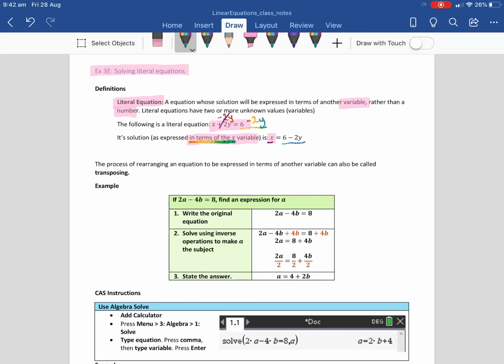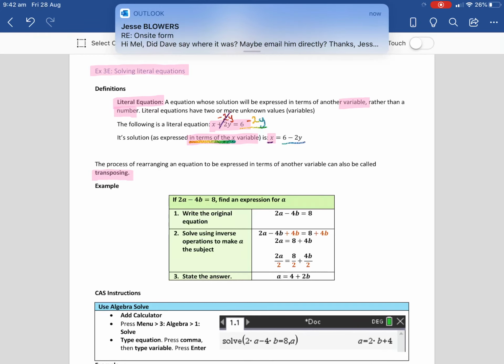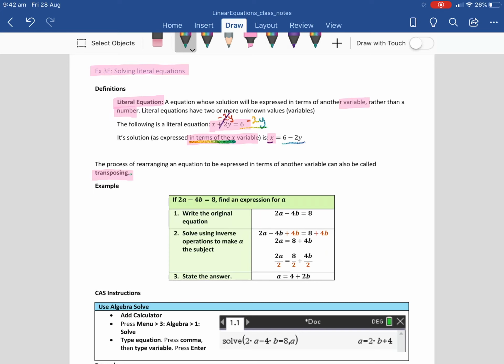The process of rearranging an equation to be expressed in terms of another variable can also be called transposing. So transposing is just another word for changing, okay, changing the equation around so that you get whatever you want on the side by itself. So for an example, we've got 2a minus 4b equals 8, and we want to find an expression for a. So that means we want to get a by itself, okay?